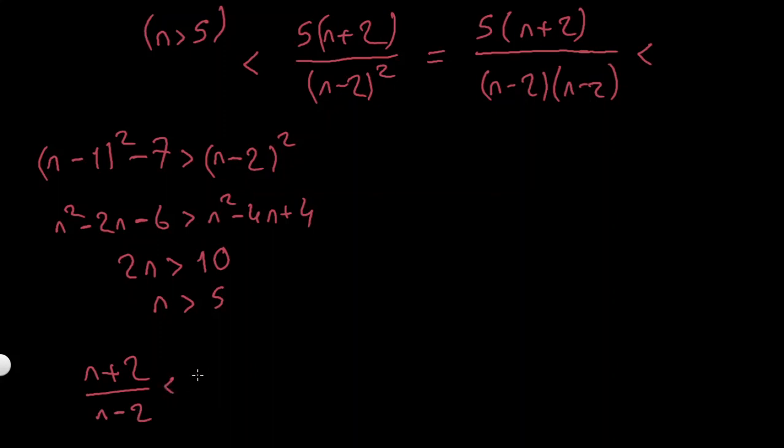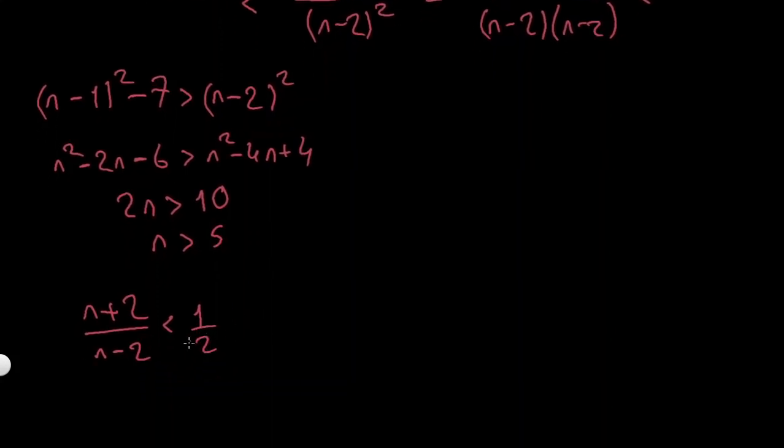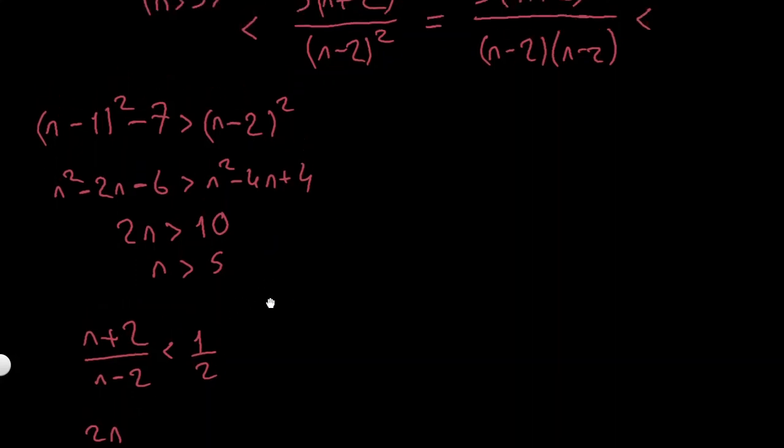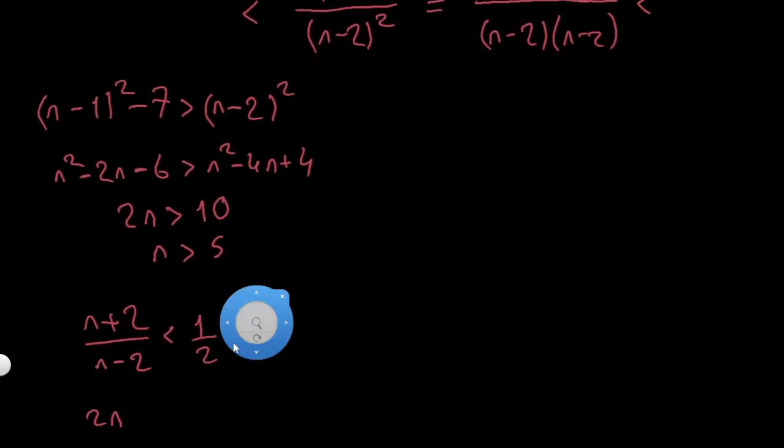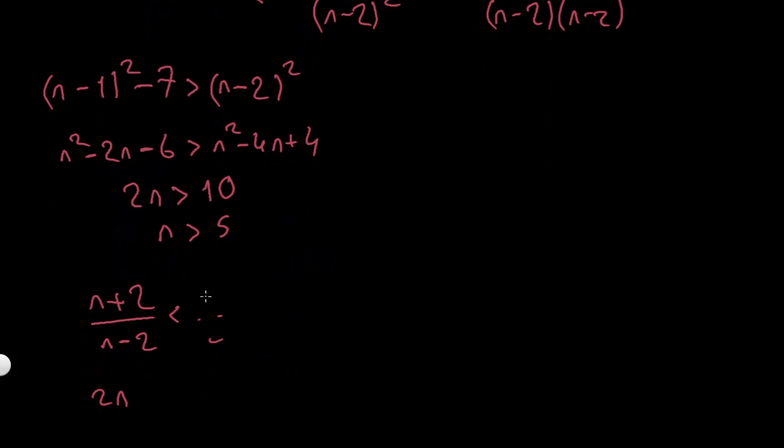be less than 1? Well, it won't, but let's say, is it less than 1 over 2? Because then I will have 2n. Sorry, it can't really be less than something smaller than 1. So I can say, is this less than, for example, 2? Because then what will I have? n + 2 is less than 2n - 4.